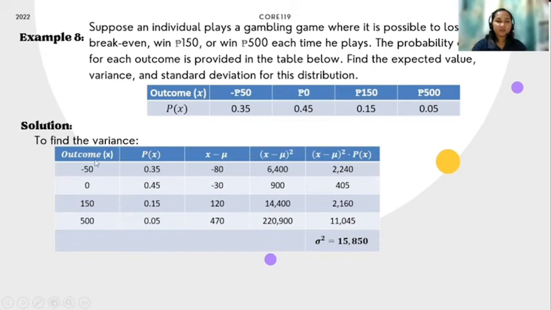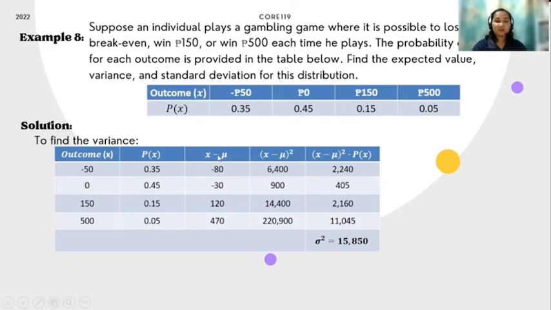So for the third column, we have negative 80. That is because you have negative 50 minus 30, so that's negative 80. What else? 0 minus 30, that's negative 30. 150 minus 30, that's 120.